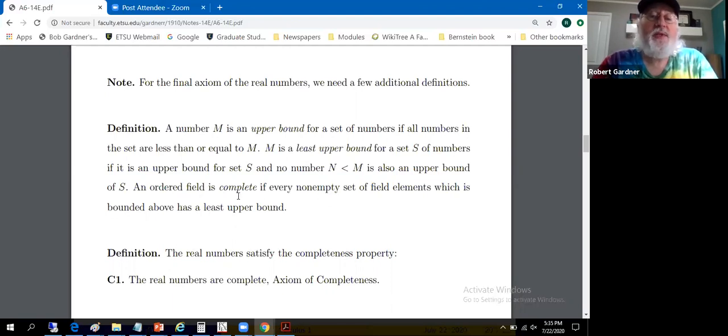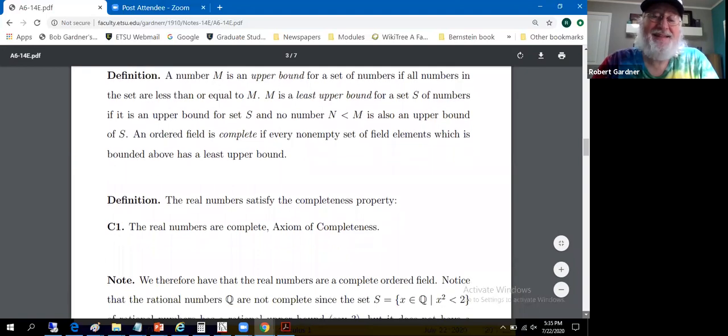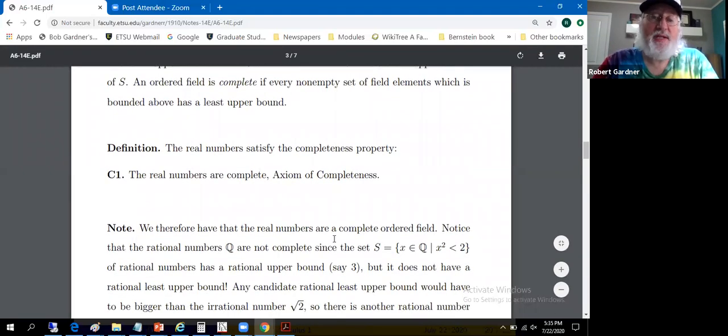An ordered field is complete if every non-empty set of field elements which is bounded above, that is, has an upper bound, has a least upper bound. Every set with an upper bound has a least upper bound is the axiom of completeness. And it's that thing that makes the real numbers a continuum. So the final axiom, if you like, is the axiom of completeness. The real numbers are complete.